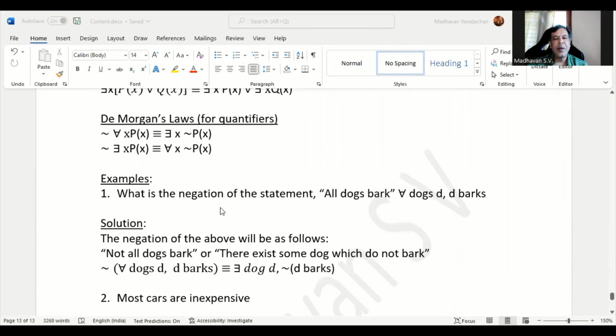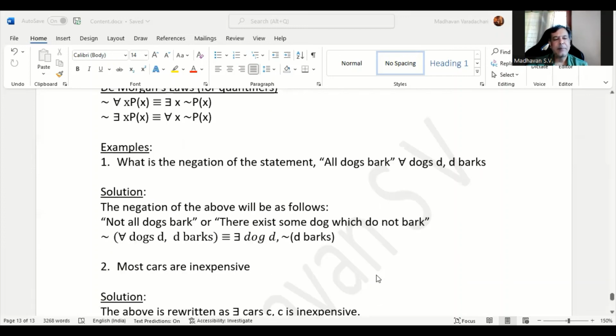What is the negation of the statement all dogs bark? For all dogs D, D barks. The negation of the above will be as follows. Not all dogs bark, or there exists some dog which does not bark. Not of for all dogs D, D barks is equivalent to there exists a dog D such that D does not bark.